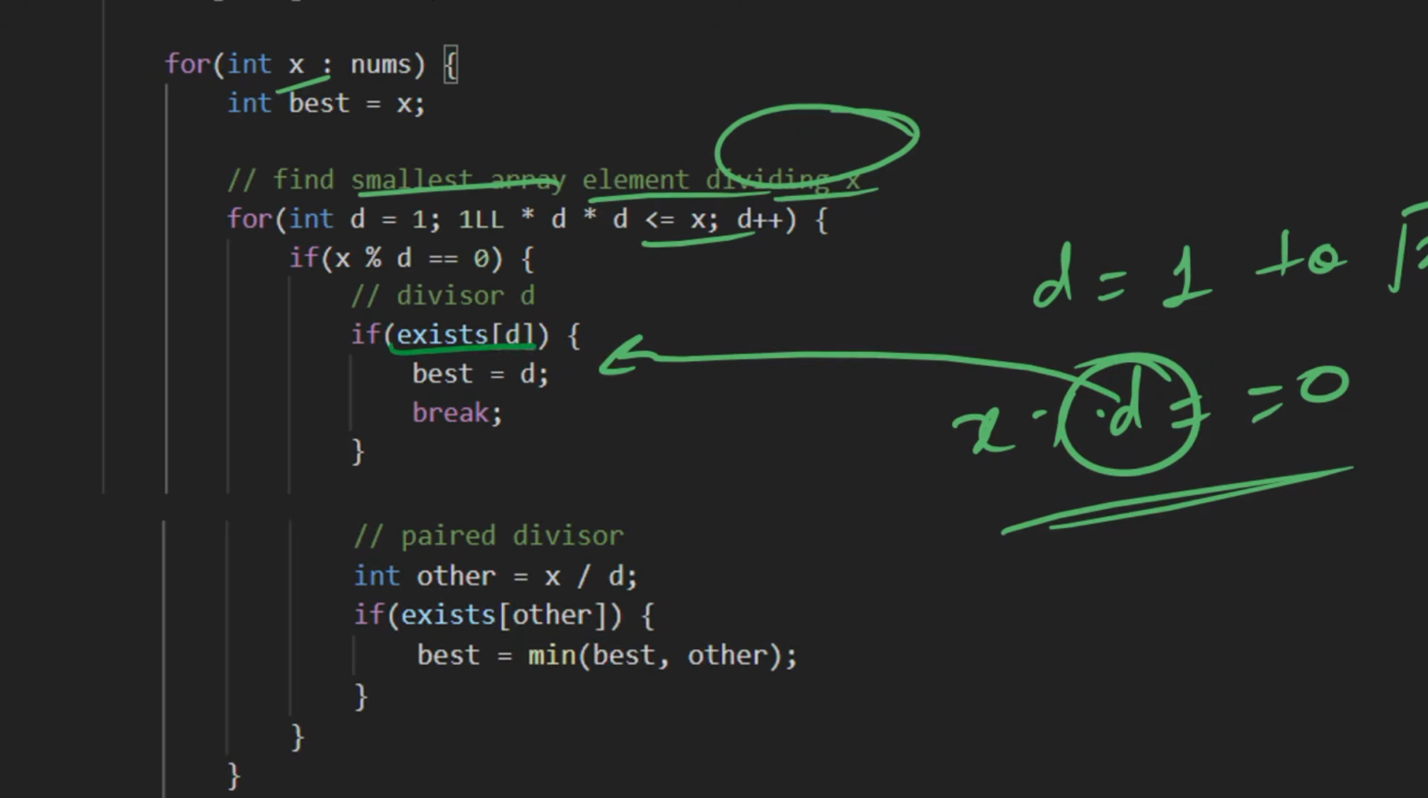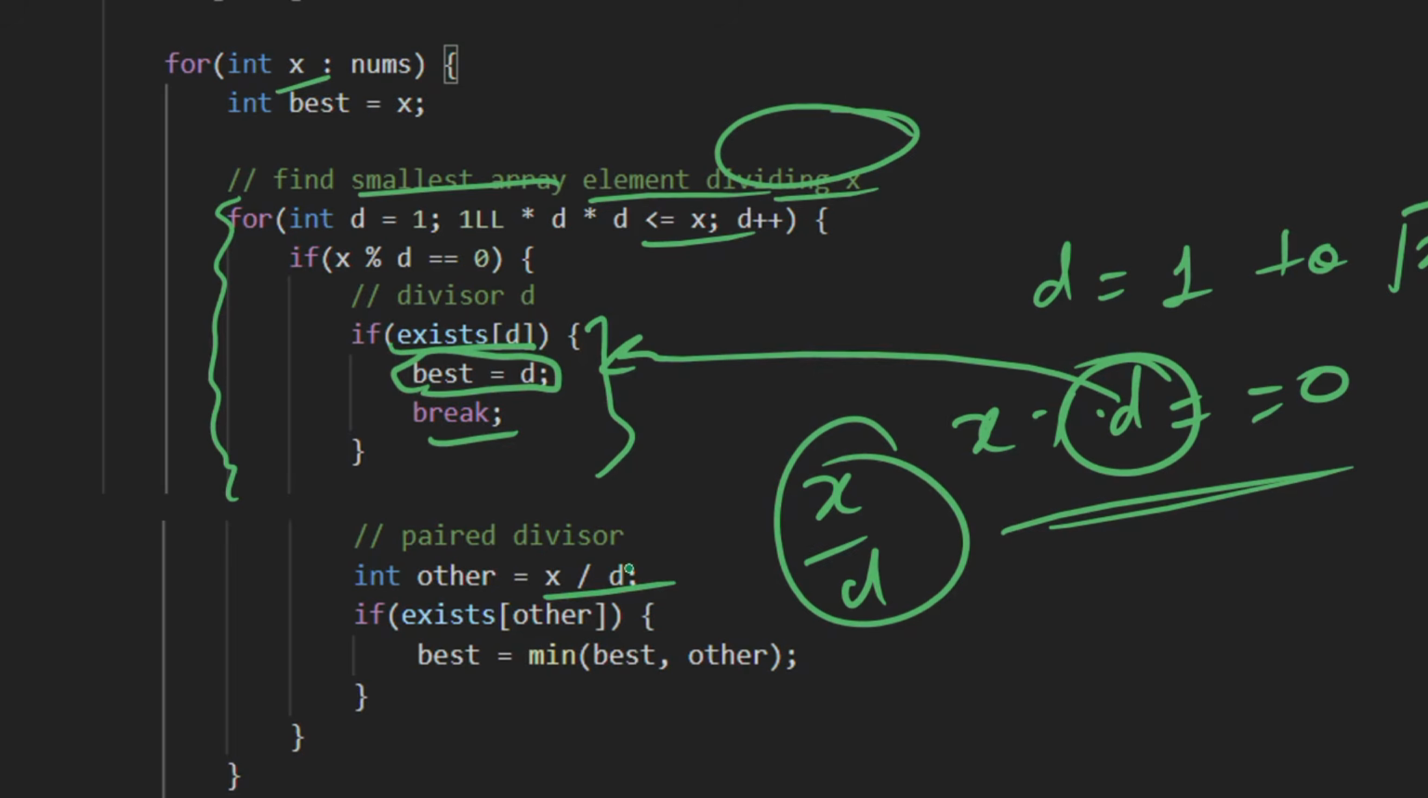If D is present in the array or not. If it is present, then the best value will be D, and we stop checking the next divisors. But if it is not present, then we check x by D also. If x by D is present, then we take that, right?